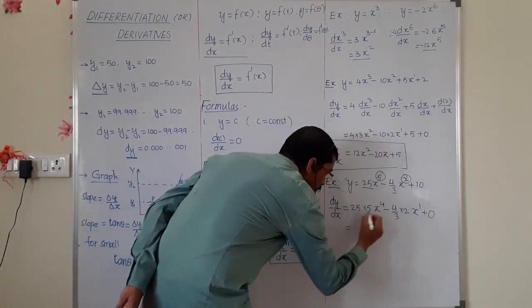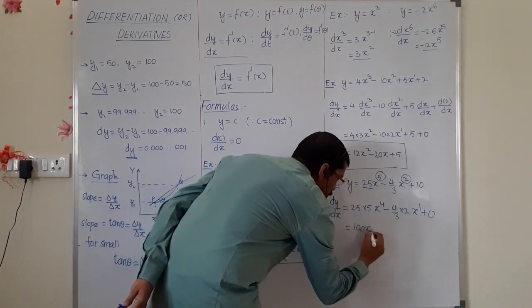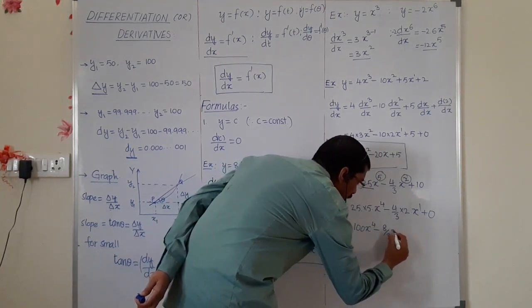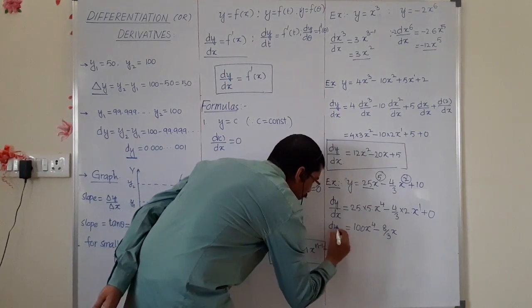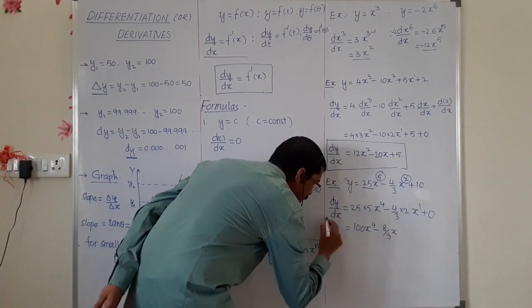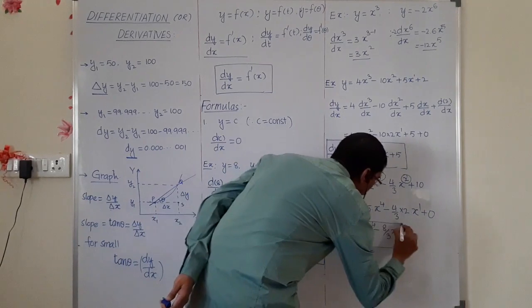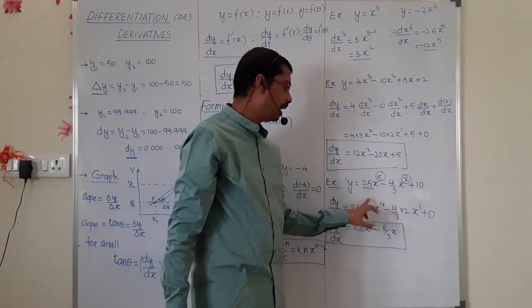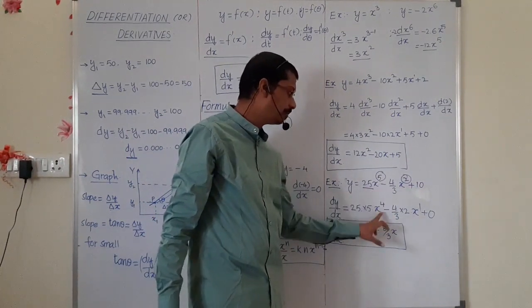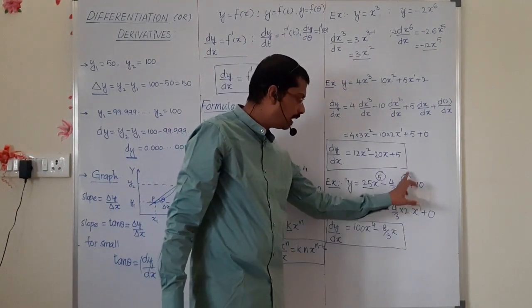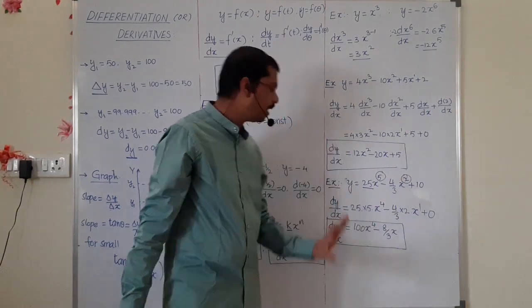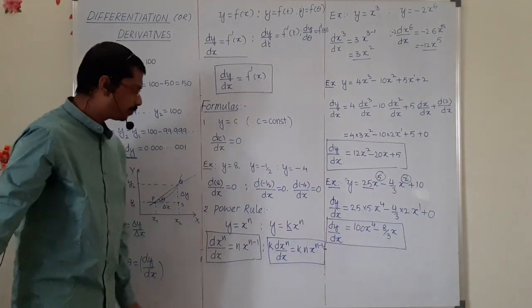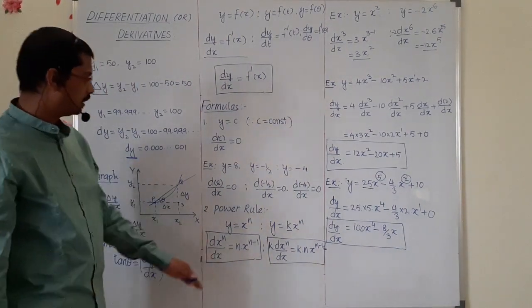Now how can we write? 100 x to the power of 4 minus 8 upon 3 x. This is the formula for dy upon dx. Same method, a simple manner: we have to take the power, and the power is multiplied and decreased by 1. The power is 2 multiplied and 2 becomes 1. Simple way we have to calculate. This is the second rule. In this second rule, this much we have completed. Now we will start the third rule also.